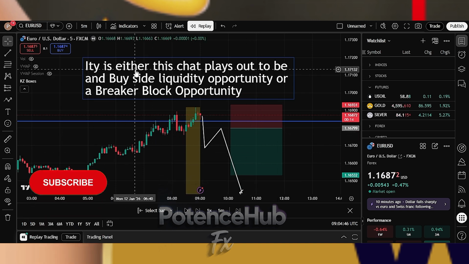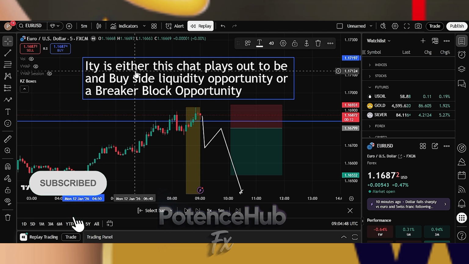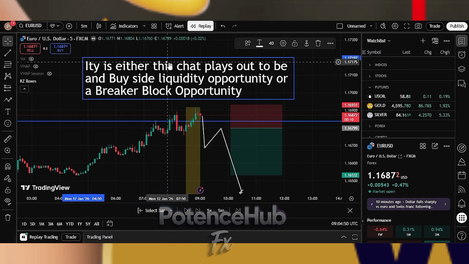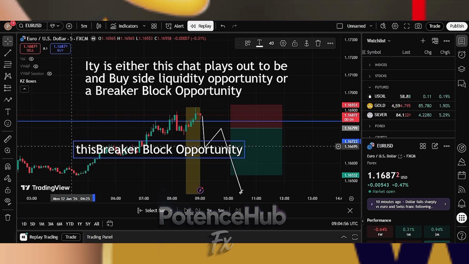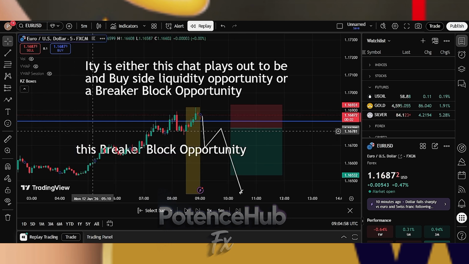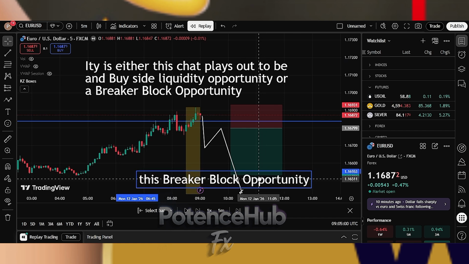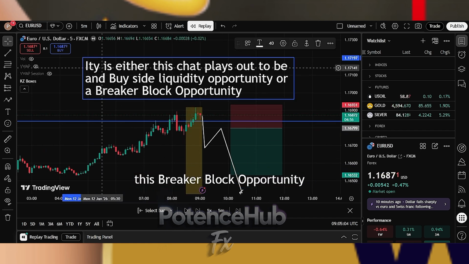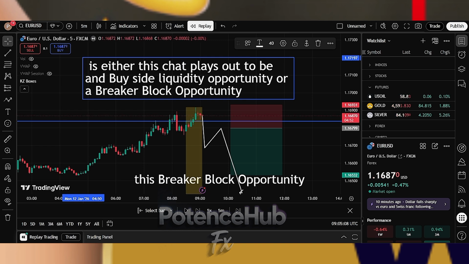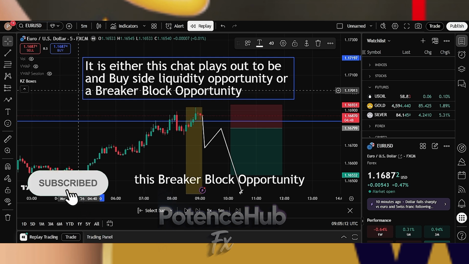That's for these. But if the reverse is the case, you could save this and see what it looks like. If the reverse is the case, I'm pretty much going to do it, but let me just name this first. This will play out to be a breaker block opportunity. Let me leave this real quick here. All right, so this is pretty much it. I'm going to be dropping this on my Telegram, and let me correct this real quick.